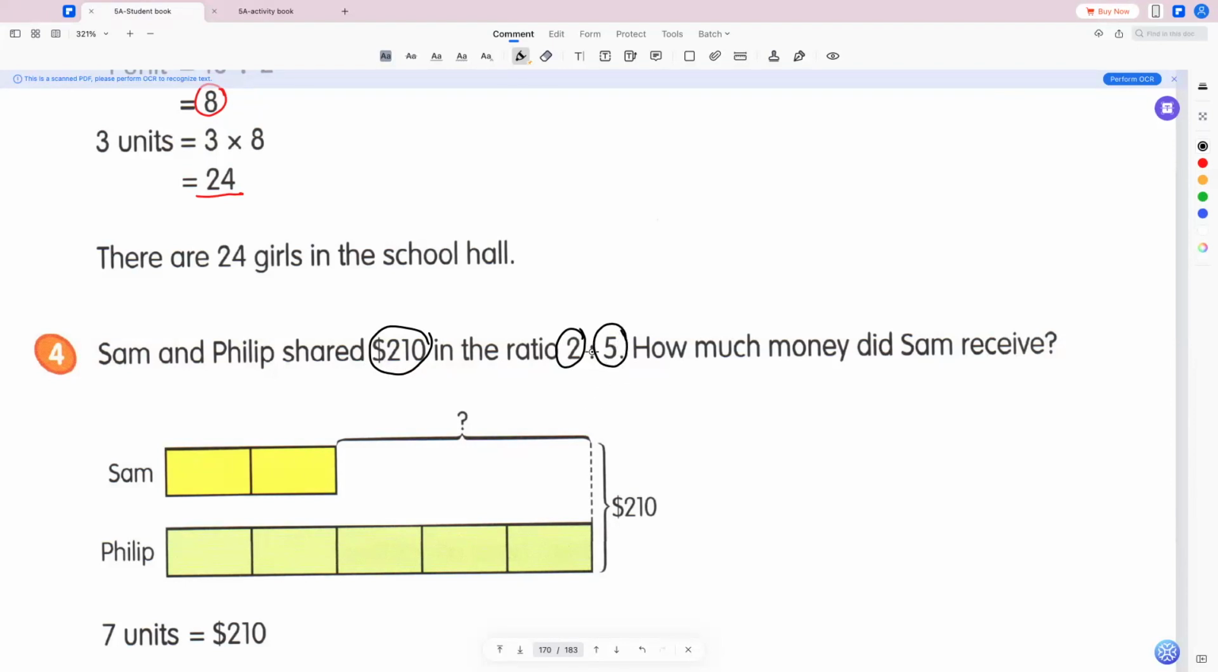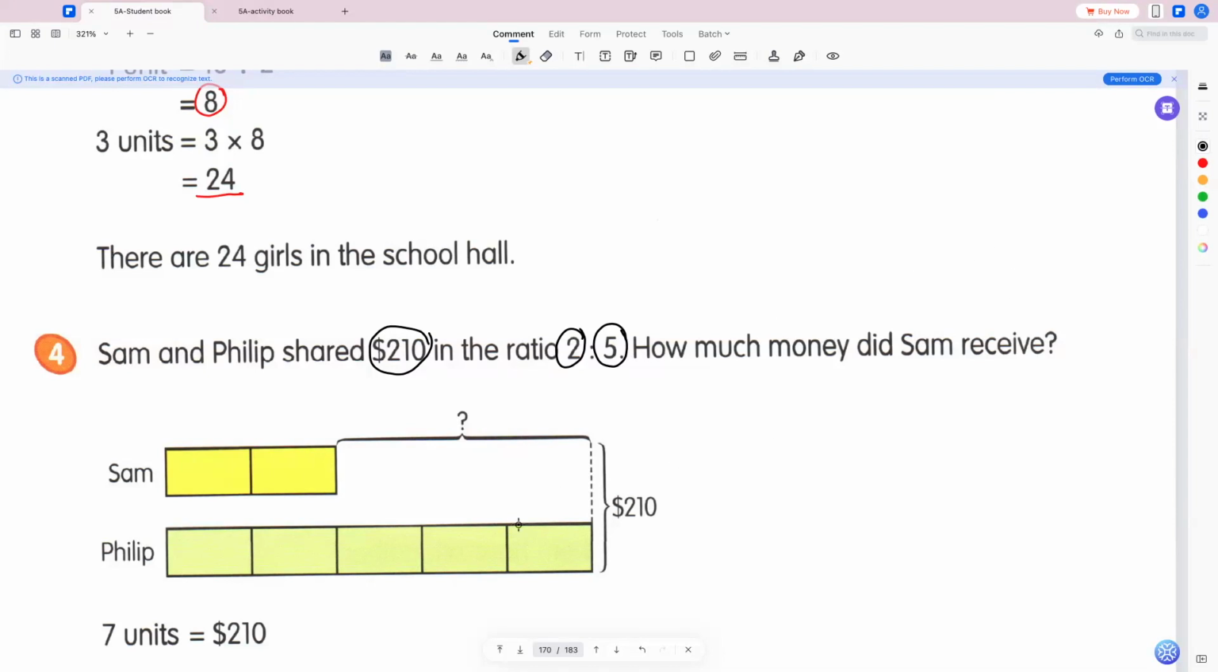Okay, so Philip gets a bigger portion of that shared amount of money. In this diagram, we can't quite say that the difference is 210 or 2 or 5. That wouldn't make sense. We know that the total amount of shared money between Philip and Sam is $210. So the way that we're going to represent this using this diagram is by this little section over here. Notice how it says that the total, all of the units, add up to $210.